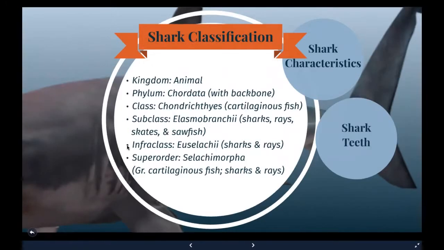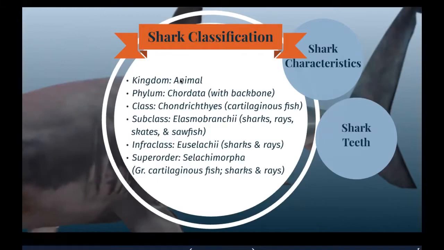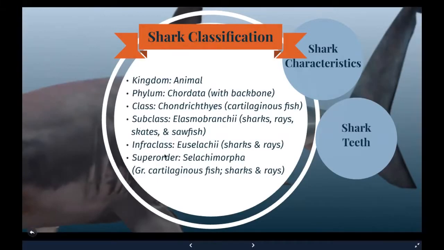So notice here, right down here, infraclass, the groups are getting smaller and smaller. So first we started off with the animal kingdom, which includes all of the animals on the planet. And now we're all the way down here to just two groups of animals, sharks and rays. Superorder Selachomorpha, which includes sharks and rays. It comes from the Greek cartilaginous fish.